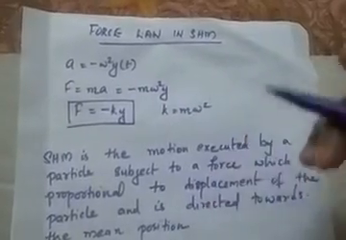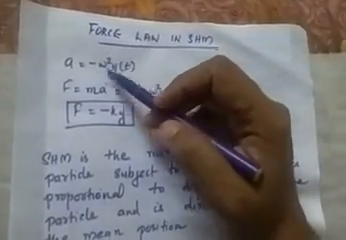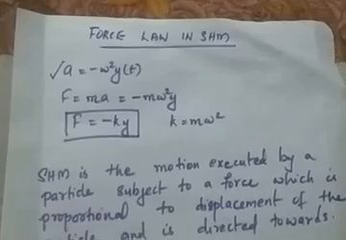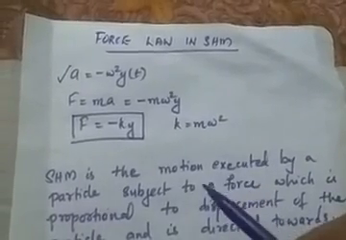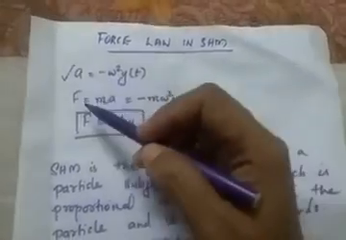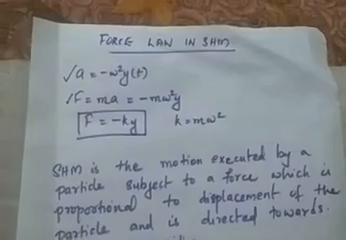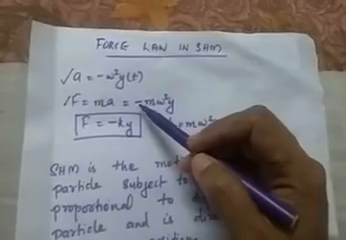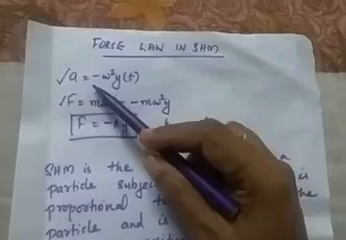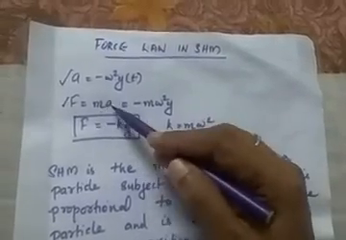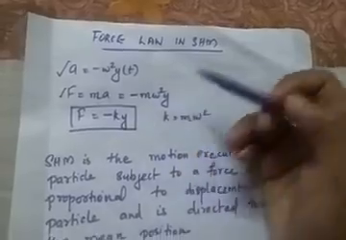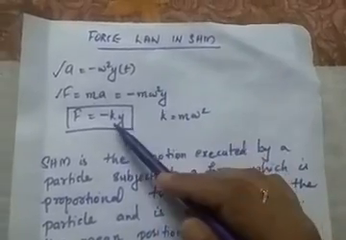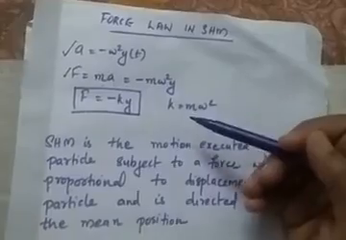In the previous session we got an expression for acceleration, and what was that? This was the expression, acceleration a is equal to minus omega square y. From the acceleration, we can easily find out force using the expression force F is equal to ma, mass into acceleration, that is equal to minus m omega square y, because a is minus omega square y, so ma will be minus m omega square y. Therefore, force F is equal to minus ky, where k is equal to m omega square.